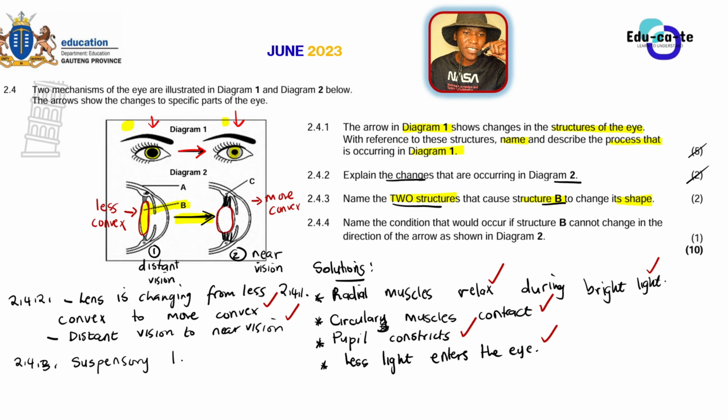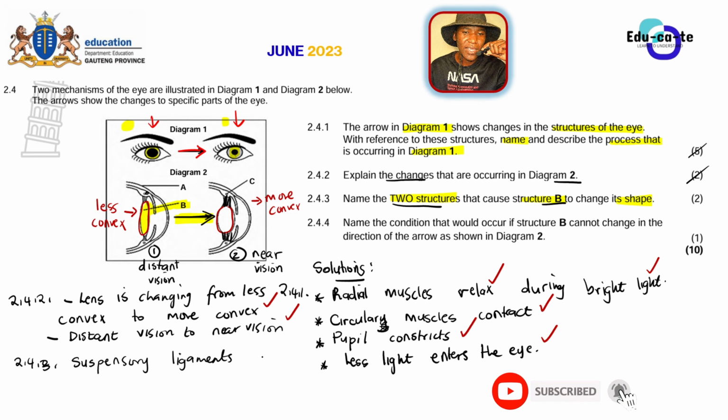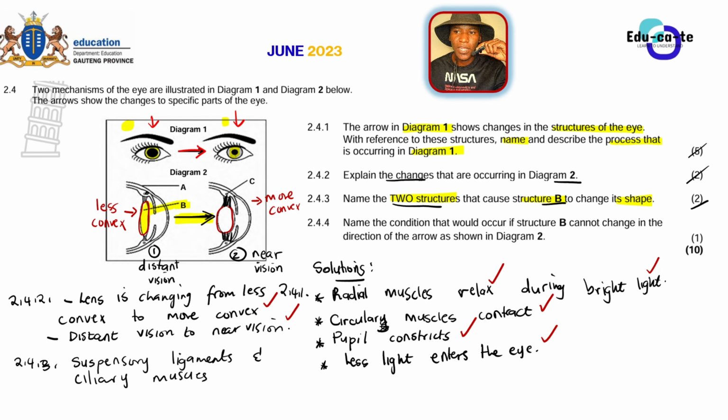So suspensory ligaments and ciliary muscles. Don't confuse these with circular muscles, okay? Circular muscles are just for the pupillary mechanism alone. So that's gone. And then 2.4.4, the last one, it says name.